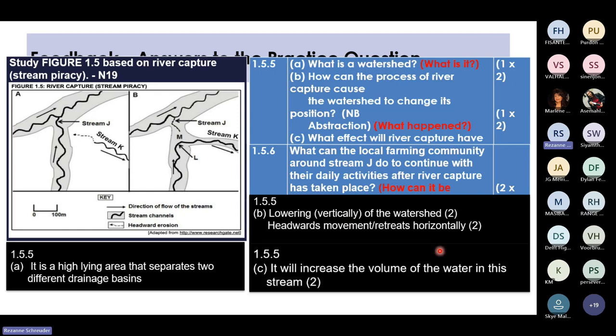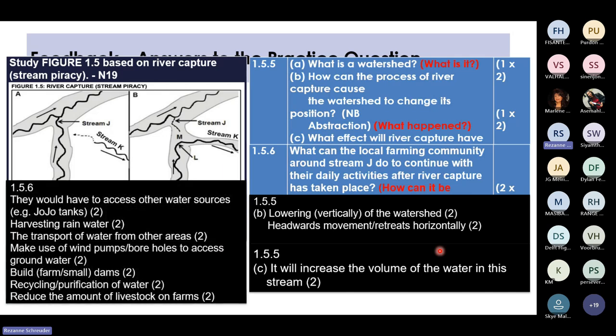Question C, what effect will river capture have? It will increase the volume of the water in the stream that it captured. What can the local farming community around Stream J do to continue with their daily activities after river capture has taken place? They would have to access other water sources, JoJo tanks, or have tanks being driven into the area. They can harvest their rainwater. They can make use of wind pumps and boreholes to access groundwater, building small farm dams.